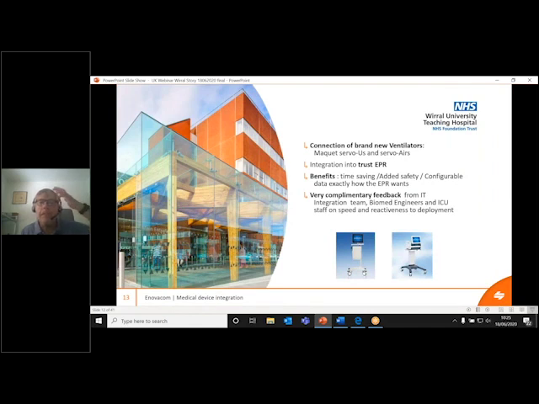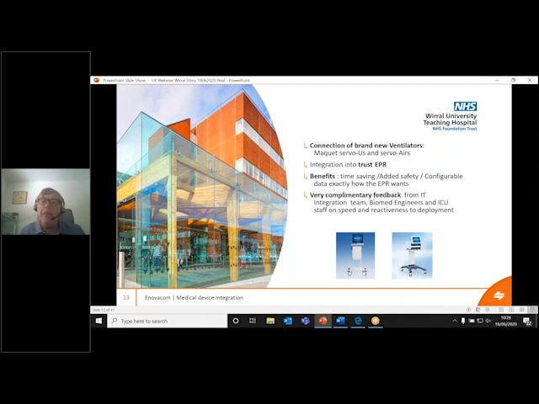Next. Okay, so how did we get involved with Enovacom? Well, basically, intensive care bought some new ventilators. And at that time, we didn't have the full sign out. They needed integrating into the trust EPR, and all the benefits that Sarah brought up with Mark are there. It's time saving, added safety, you're not passing paper around, you're not necessarily moving from bedsides.